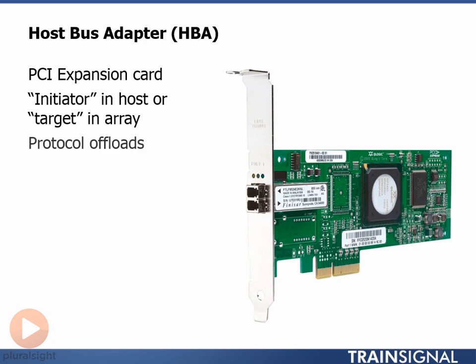Now, HBAs tend to be expensive, and one of the reasons is they contain local processing power to offload all fiber channel related processing. Basically, host resources like CPU and memory are not lumped with the burden of processing fiber channel protocol related tasks such as framing and flow control. And this actually goes a long way to making fiber channel SANs high performance. At a cost, of course.